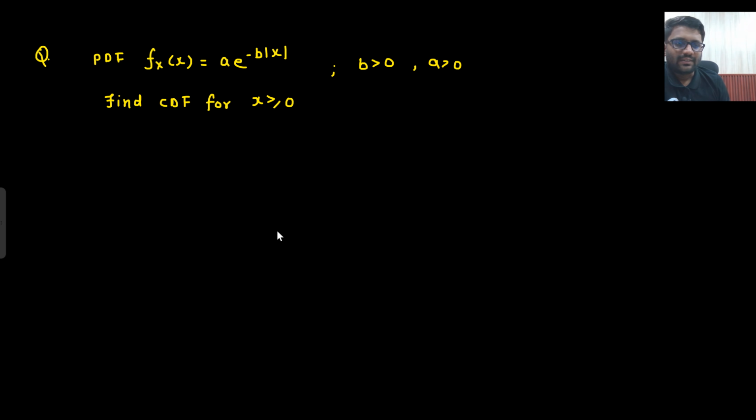The PDF is given, you need to find the CDF. Again, this time an expression is given. A is greater than 0, B is greater than 0. You need to find the CDF for x greater than 0. The condition is for x greater than 0, you need to find the CDF. So what do I need to do? What will be my CDF? That will be the integration of the PDF.